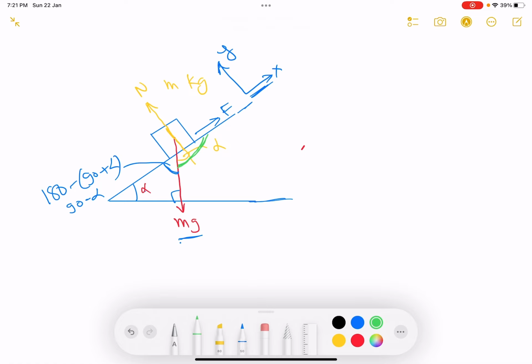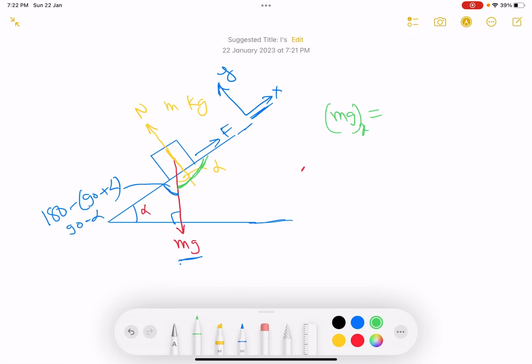Now our task becomes simple. If you want to resolve this weight, I'll call it W, in the x direction, which is mgx basically, then this will be mg into cos of 90 minus alpha, because the smaller angle is 90 minus alpha. So this will be mg cos of 90 minus alpha. Now you know what cos of 90 minus alpha is? Sine alpha. So it is going to be mg sine alpha.